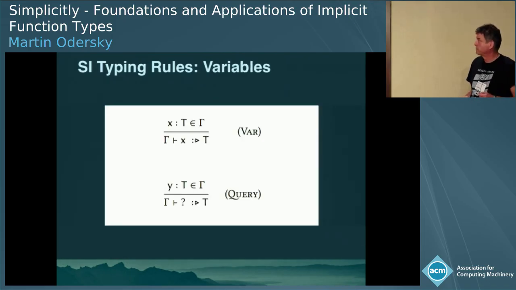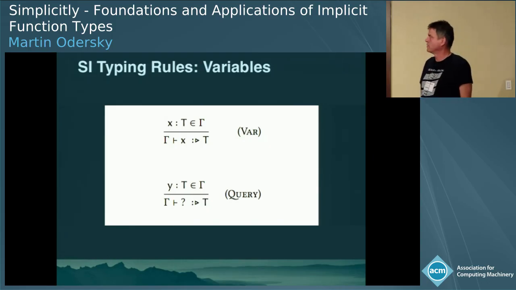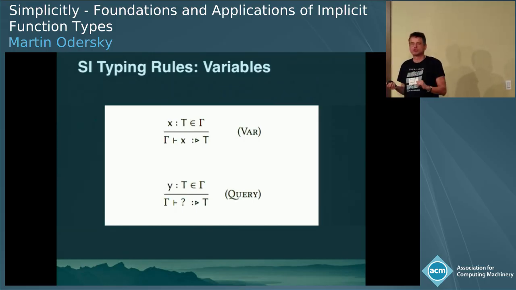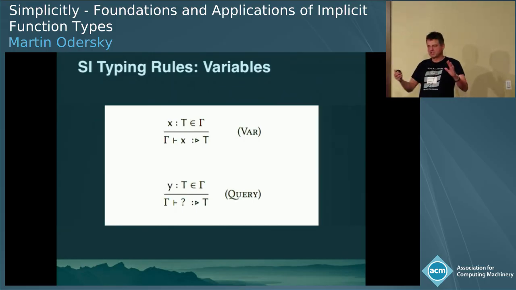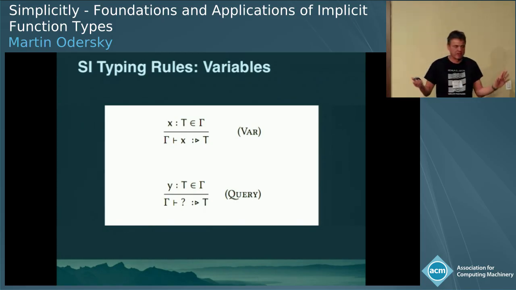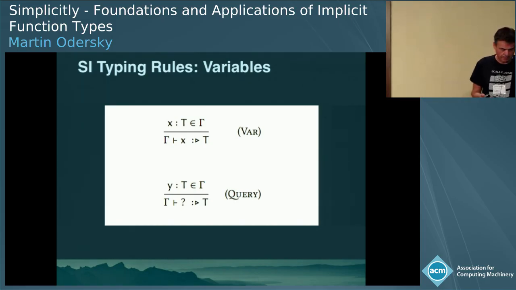Variables are pretty straightforward, so that's just the usual var rule. It's actually a synthesis rule, and so is the query rule for the query operator. If somebody says, give me an implicit value, then any y here, any of these implicitly generated parameters, would match. So this system doesn't, in those rules, talk about ambiguity. That's essentially another concern. We just say, give me anything that you have in here.